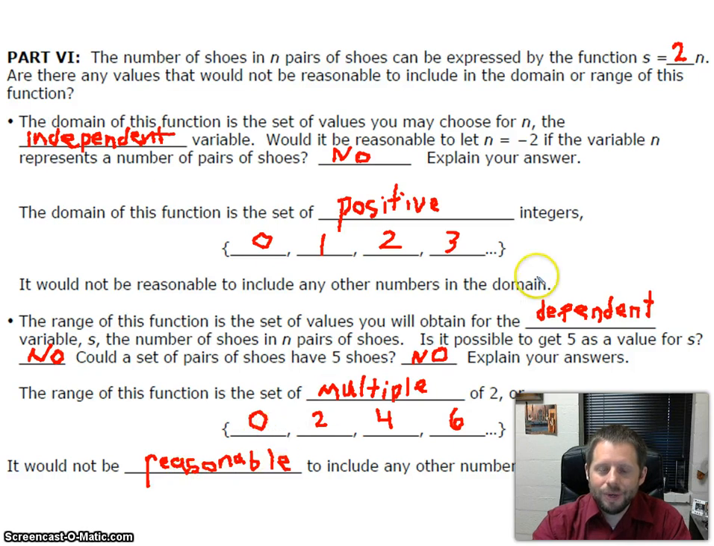So even though, if I were to graph s equals 2n as it is, that's a linear function, and if I just simply graph the line that represents y equals 2x, that would not be real accurate to represent this particular scenario. So we have to take that into account when we're thinking about how to graph this by looking at our domain and range for this given function.